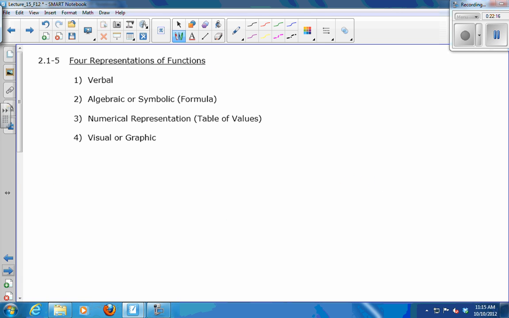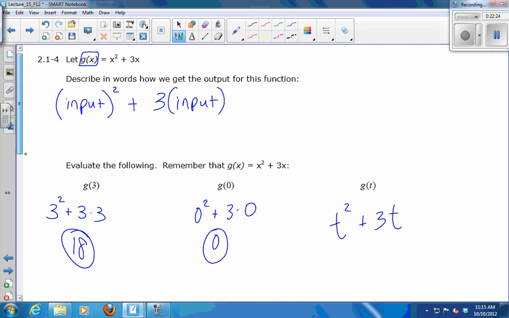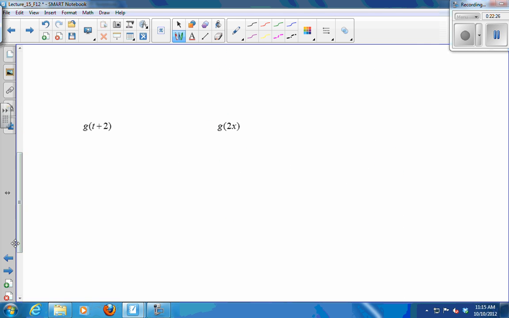So we have 4 ways that we can represent a function. Verbally, I can explain to you in words what the function machine does. Are there more examples? Did I miss them? Ah, look at that. g of t plus 2.